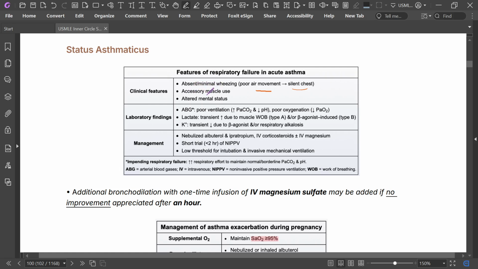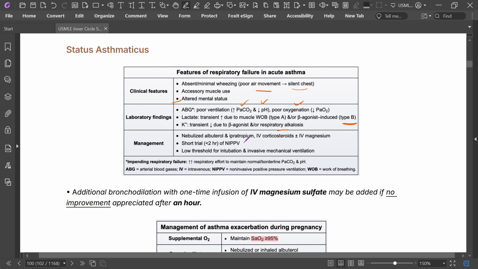Accessory muscle use and altered mental status. The ABG shows poor ventilation: PaCO2 is higher and pH is low. There is also poor oxygenation, with decreased PaO2. Lactate is increased, a transient increase due to the muscle work of breathing, type A, and beta agonist induced, type B. Potassium shows a transient decrease due to beta agonist and/or respiratory alkalosis.